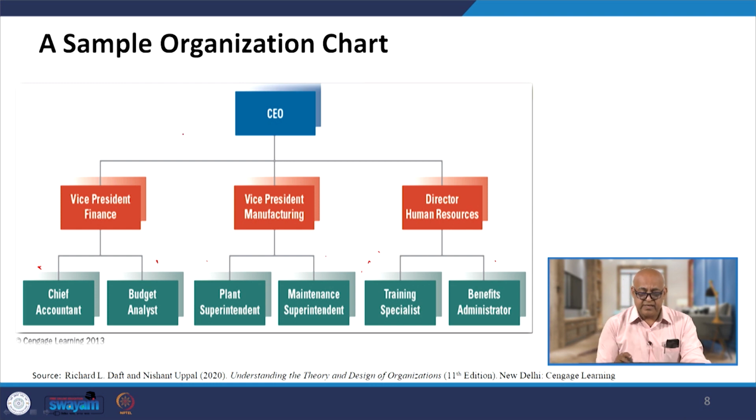So, this organization chart shows how the CEO is reported to by the vice president finance, vice president manufacturing and director human resources. The chief accountant and budget analyst report to the vice president finance, the plant superintendent and maintenance superintendent report to the vice president manufacturing, and the L&D department and benefit administrators report to the director, and the director reports to the CEO.